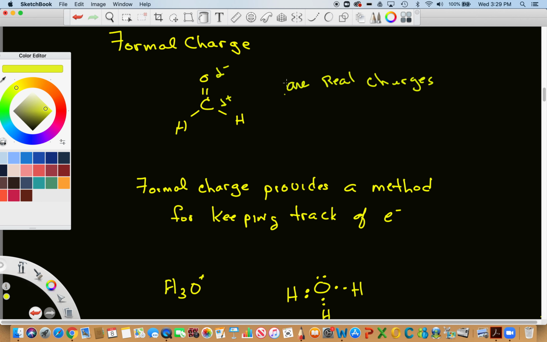Or should I say partial charges? They do exist because of polarity. So a formal charge just provides us a method of keeping track of electrons. It'll also help us on some other things too, eventually.